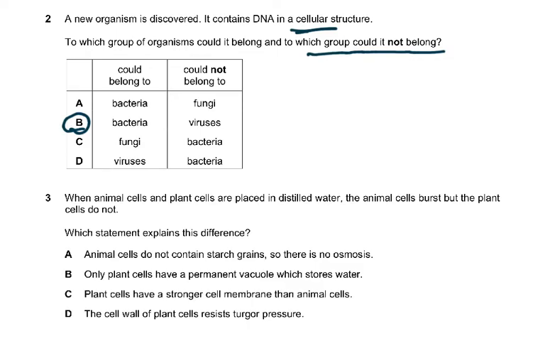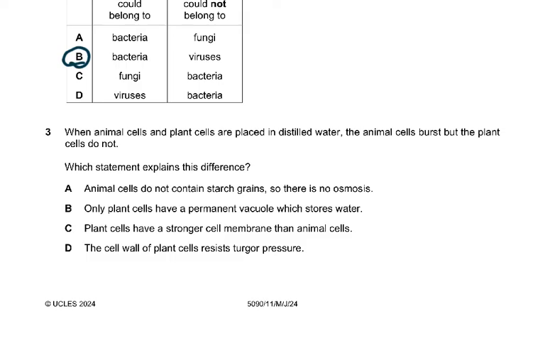It's non-cellular. Then question number 3: when animal cells and plant cells are placed in distilled water, the animal cells burst, but the plant cells do not. Which statement explains the difference? The cell wall of the plant cell resists turgor pressure. So the answer is D, but why are the other answers wrong? Animal cells do not contain starch grains, so there is no osmosis. Starch, by the way, does not affect the osmotic potential. Starch is insoluble. It's a large molecule. Only plants have a permanent vacuole which stores water. No, that's not right. Water enters into the cytoplasm. Plant cells have a stronger cell membrane than animal cells. No, they're both phospholipid bilayer. There's nothing stronger or weaker.